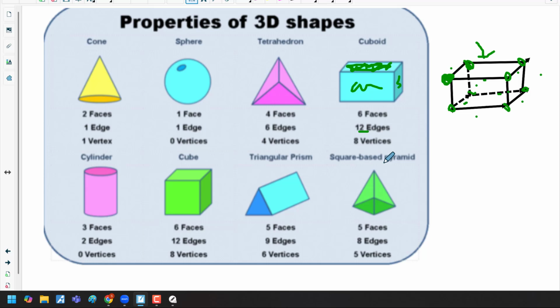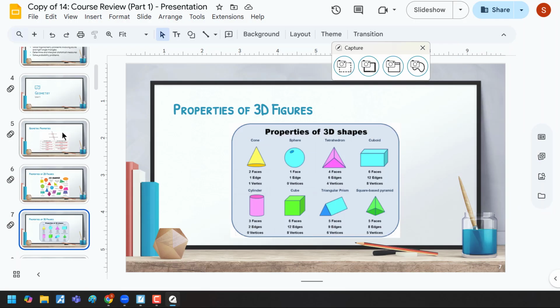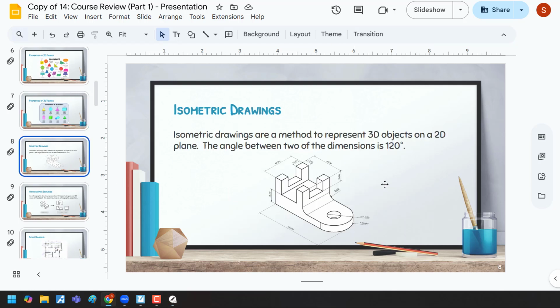Pyramid. Let's move on. Oh, remember isometric drawings? That was like way back in the beginning. They're a method to represent 3D objects on a 2D plane. Angle between the 2 dimensions is 120 degrees. So kind of like you're drawing your 3D object at a little angle, so you can see the top, the front, and the side.